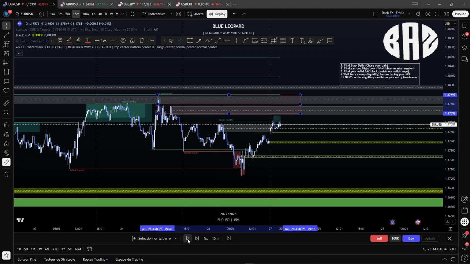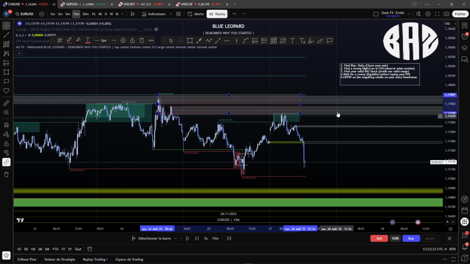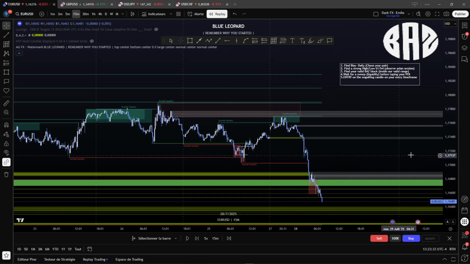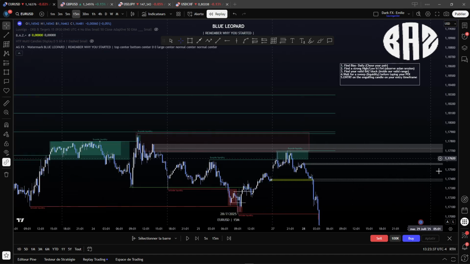Price touched and dropped for some time. So if you took this trade, you see how price dropped? Good. We need to go now here. I'm going to show you how you enter.